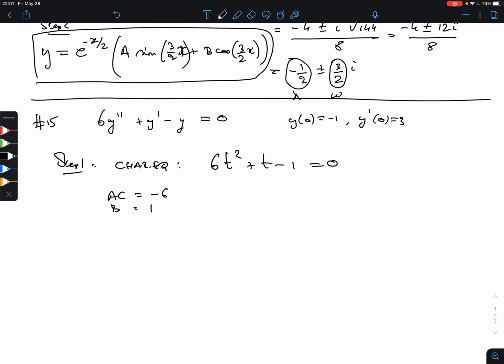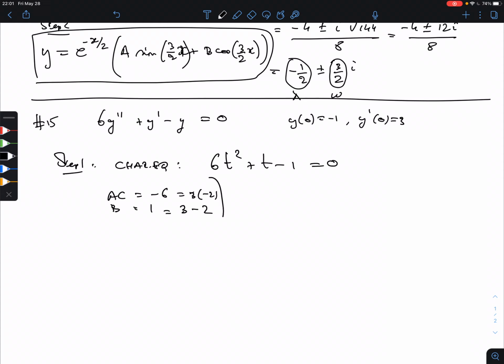So the a, c, and b here refer to the coefficients in the standard form of the quadratic, right? It's not the a and b that we have later on. So we need two numbers that multiply to negative 6 and add up to 1. That is actually possible. That is plus 3 minus 2, because that is 3 times negative 2, right? That's negative 6.